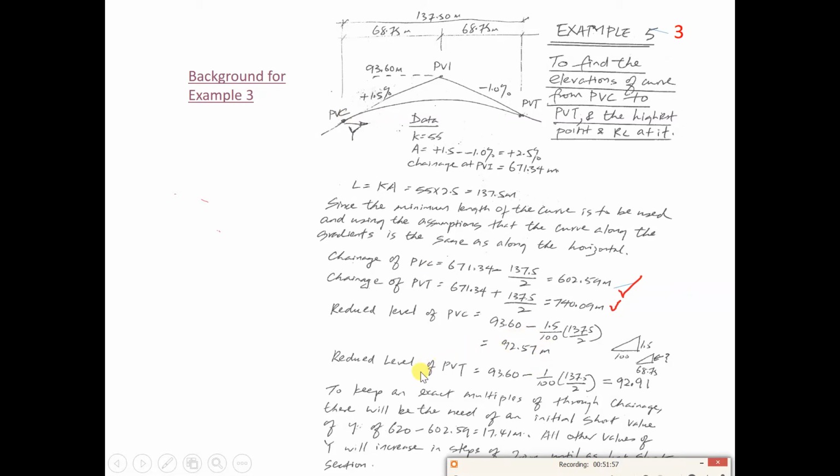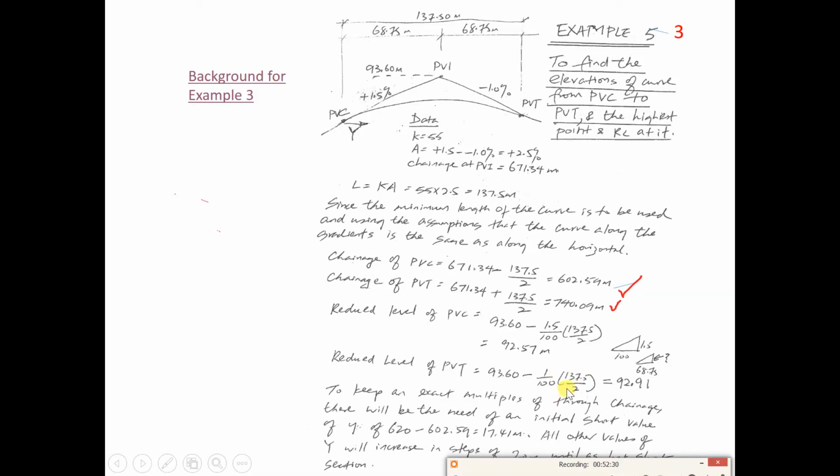92.57, and then the reduced level at this point PBT. Also this one, 93.6, also minus, but the change of the slope is 1%. So that one is 1 divided by 100, and then also 68.75. So you get the reduced level at this point as well. So you got the chainage at this point, and then the reduced level at this point.